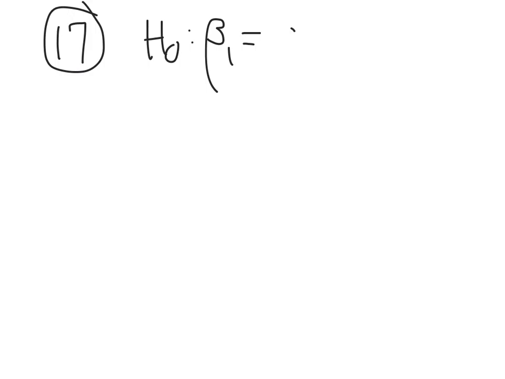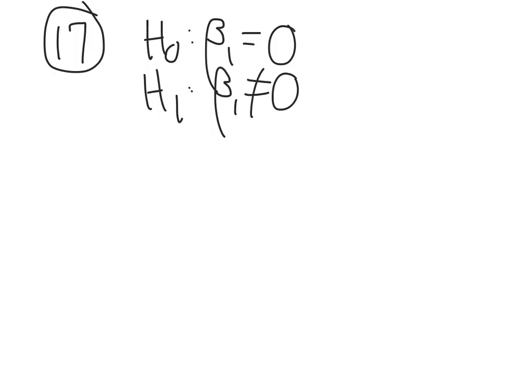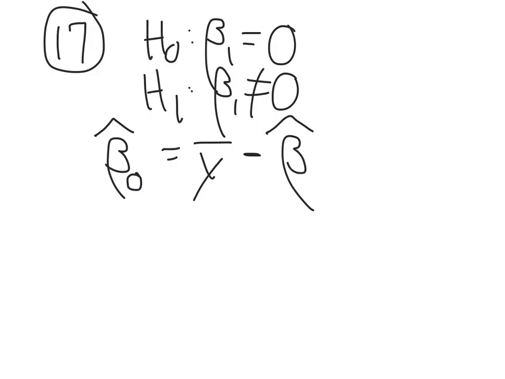Then on number 17, this is interesting. One of the questions was raised, do we always test beta 1 equals 0 versus beta 1 not equal to 0? And the answer is yes, and this is why. Let me show you. When you calculate your y-intercept term, you do something like this: y bar minus beta 1 hat times x bar, right? So that's how you do it.